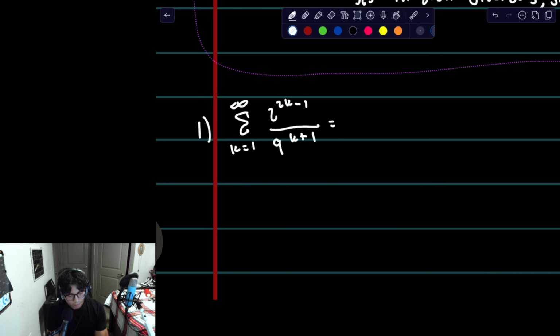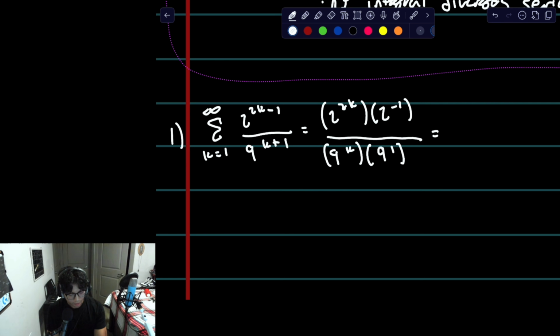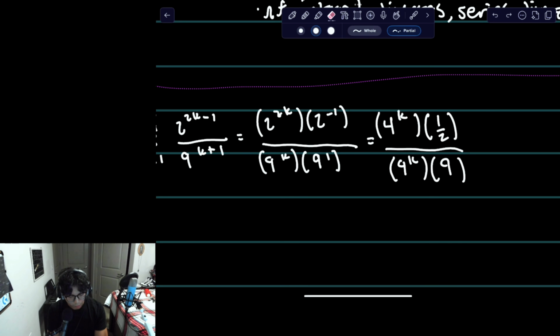Now we could rewrite this as 2 to the power of 2k times 2 to the power of negative 1, all over 9 to the power of k times 9 to the power of 1. And if you're wondering how I did that, I just split the individual powers apart. So again, simplified, this becomes 4 to the power of k times 1/2 over 9 to the k times 9. Now we could bring this 2 down, since it is a 1/2, and multiply it into the denominator.